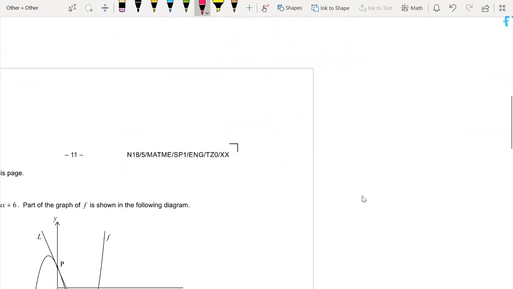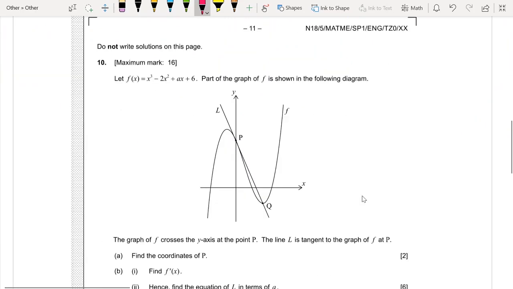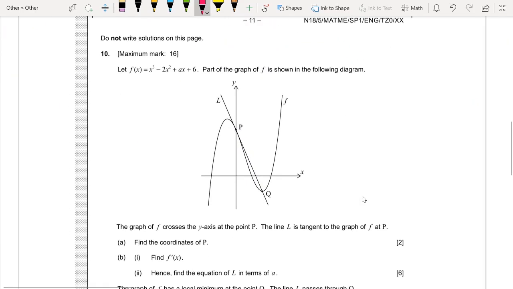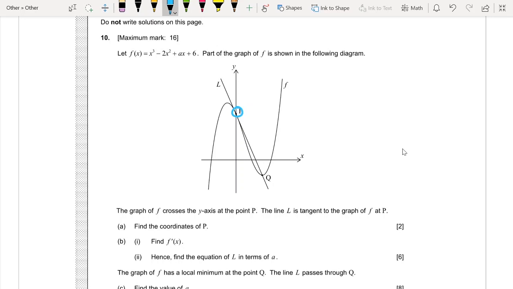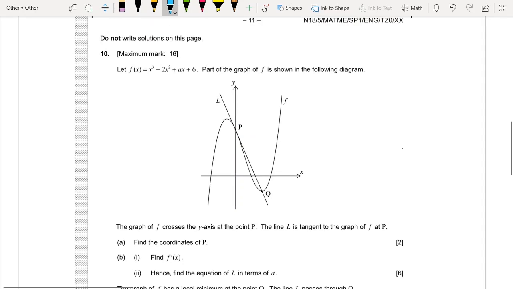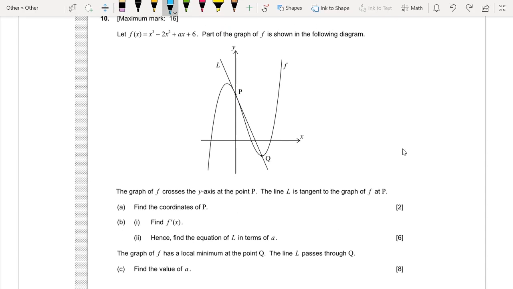Alright, now let's move on to an exam question. This is from IB, but this is a similar sort of question as you might get. It's a difficult version of a question that you might get in GCSE. So the first thing is, let's read out the question. Let f of x be x cubed minus 2x squared plus ax plus 6, where a is a constant. We're told that the graph of f crosses the y-axis at this point P, and the line L is tangent to the graph at that point. Let's forget that information for now. We'll begin with part A.